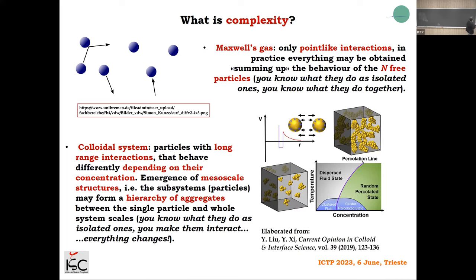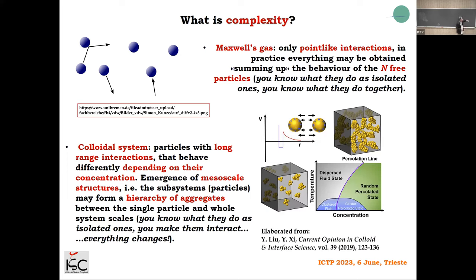Here I give you the example of the exceptional non-complex composite system, the Maxwell gas, a model in which a gas is represented as a collection of small rigid particles, bumping into one another, interacting only when they meet each other, with point-like interactions. In that non-complex case, the behavior and the thermodynamics of the whole system may be rather easily inferred from the properties and the energy expression of the single particle, because the interactions are point-like. They almost don't exist. They almost never exist.